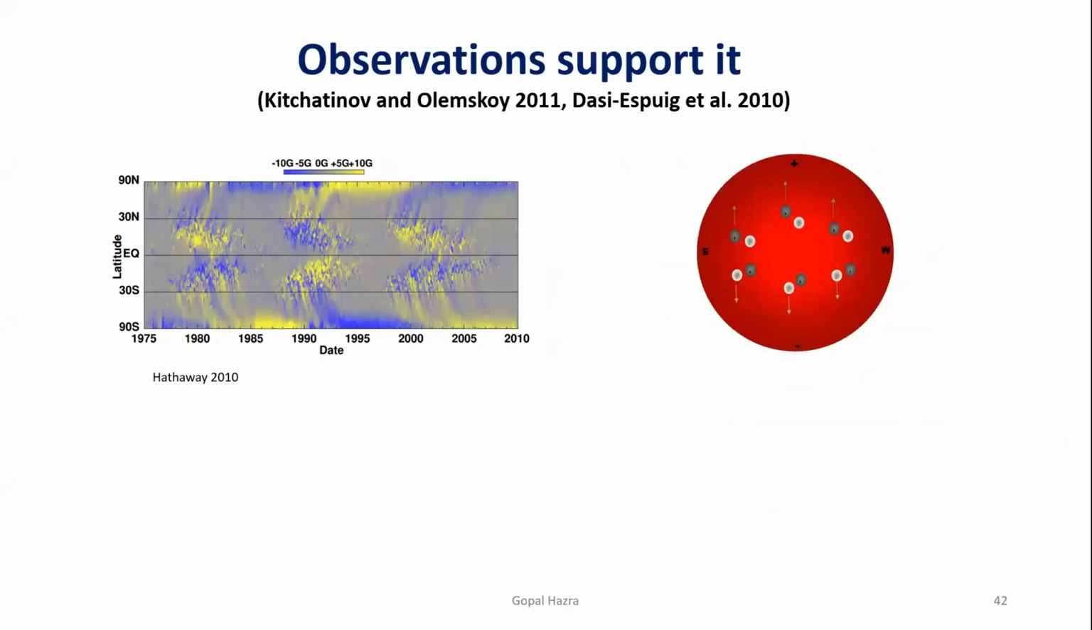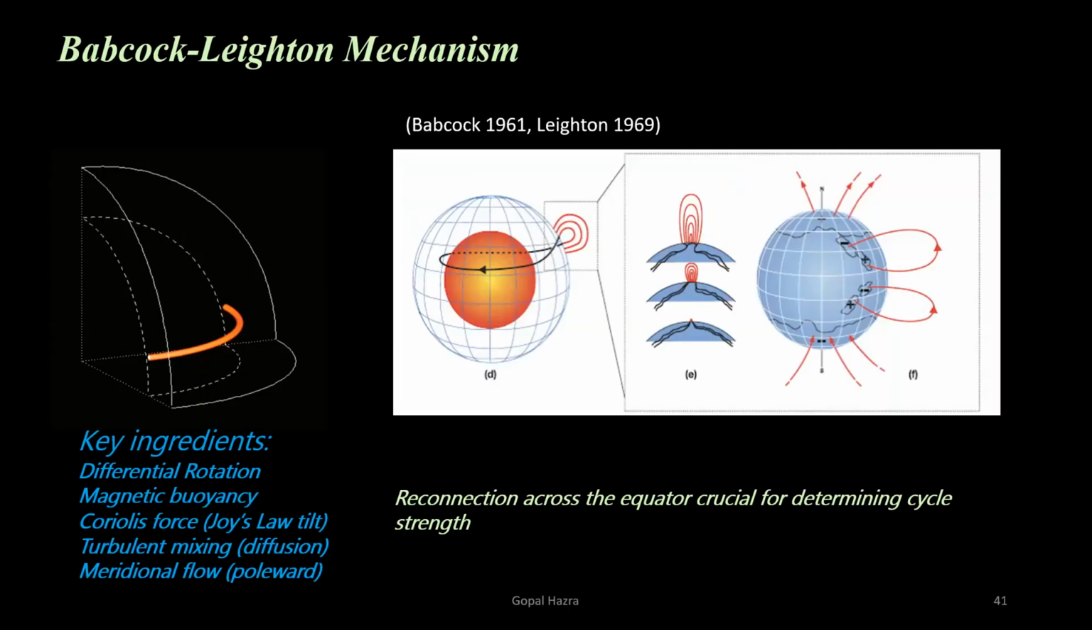So that's why I put the observation support. 2010, 2011, there are many papers. With time the sunspots have to come together, right? Sunspots appear here in the beginning of the cycle, and with time they go towards the equator. If they do not come towards the equator, then there is no chance of cancellation. Only it will diffuse.